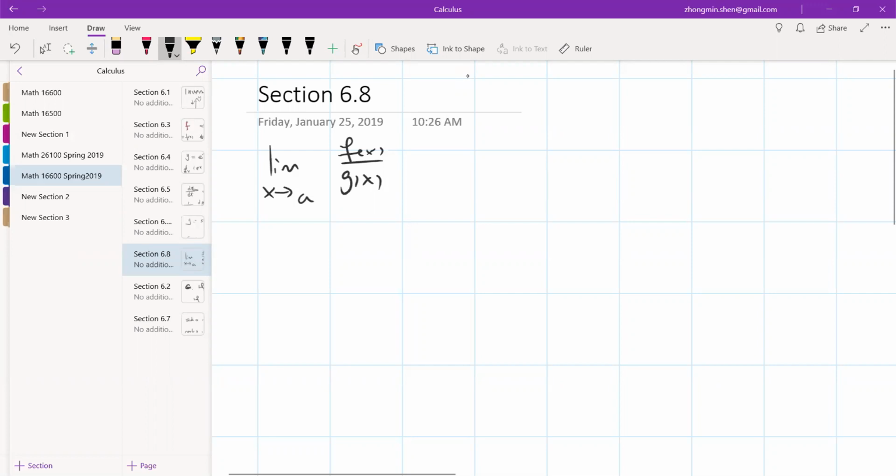In many cases, the limit of g of x is going to be 0 or infinity. In that case, we can use L'Hopital's rule to find the limit. So here's some situation. If the limit as x approaches a of f of x equals the limit of g of x, both equal to 0, that's called the 0 over 0 type.